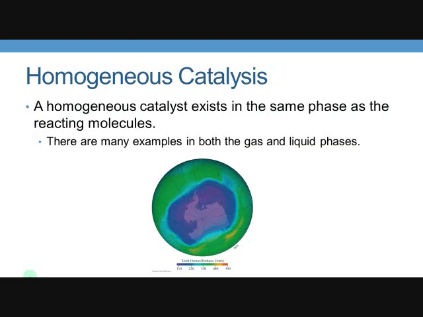Homogeneous catalysts exist in the same phase. There are many examples in both gas and liquid phases. The picture I have here is a picture of the ozone layer, and you might have heard that there's a hole in the ozone layer on the South Pole region. In this picture, purple means lower ozone units and green means higher ozone units. So that is an example of a homogeneous catalyst, which we will see in a second, where they're all gases up in the ozone layer in the atmosphere.